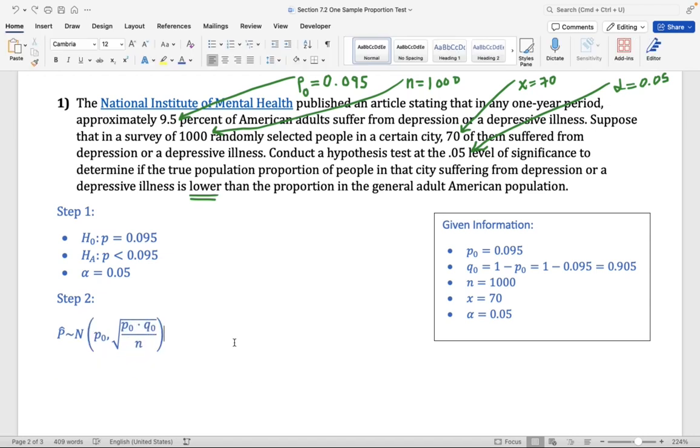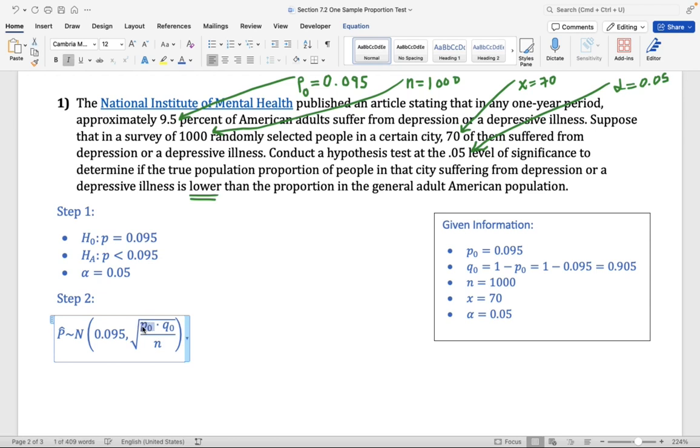In step 2, we're claiming that P hat follows a normal distribution. In this step, we're also going to indicate what the value of the mean and the standard deviation of the distribution are. Okay? So let me replace the value of the mean, P naught. We have a value for that, 0.095.